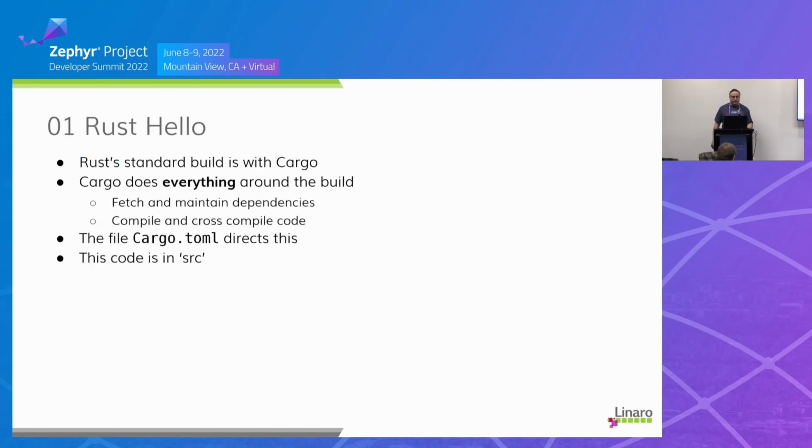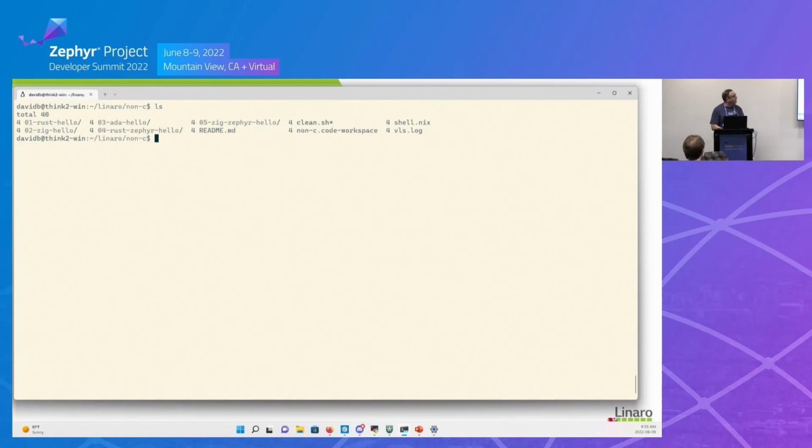So, brief overview. Rust builds with cargo. Cargo does everything, kind of like Zephyr's build system. There's a cargo.toml, which describes, well, basically what my dependencies are. And the code is in source.